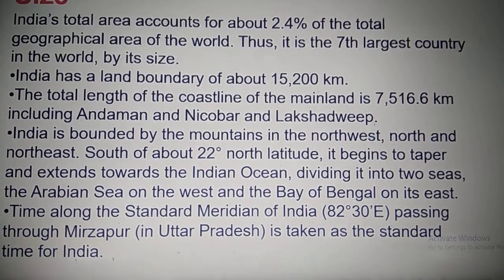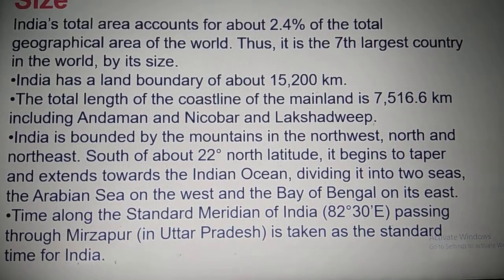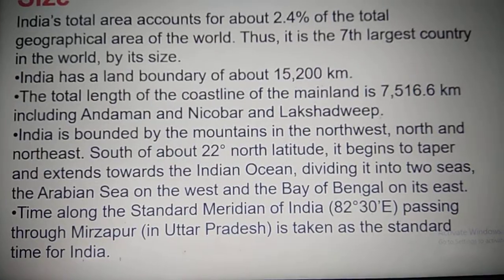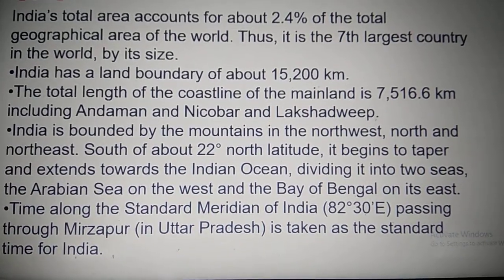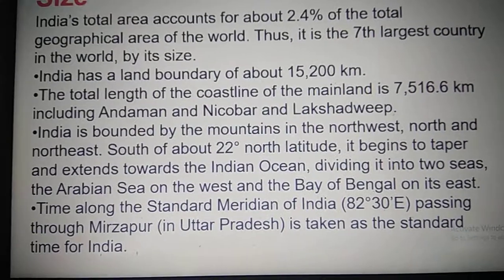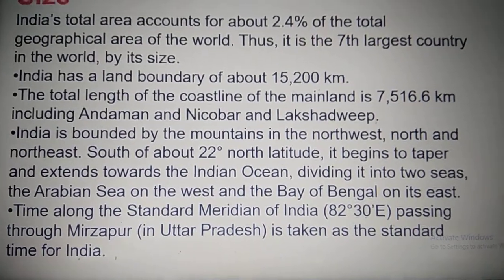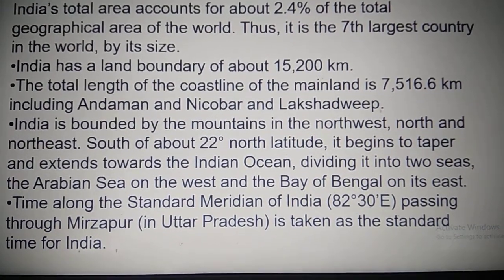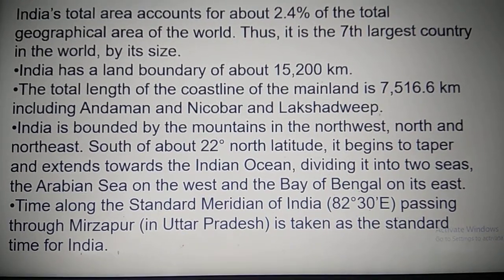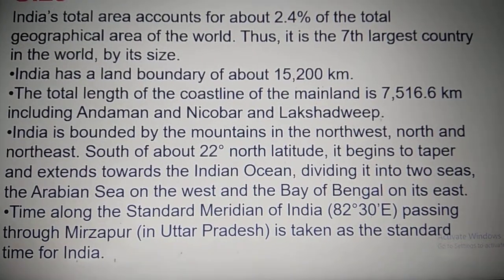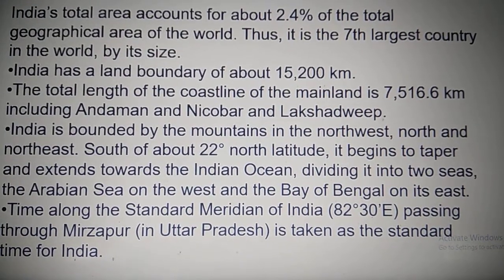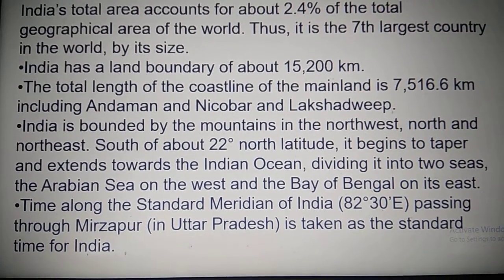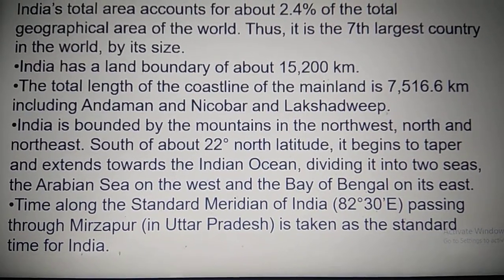Whatever is the time at 82.5 degrees east, we follow that same time for the whole country. Although we see the difference between east and west, between Arunachal Pradesh and Gujarat, of 2 hours, to avoid confusion the whole country follows a similar timing. Okay, one common time for the whole country. And which time do we follow? The time of the meridian 82.5 degree east. And where is it passing through? Through Mirzapur. And where is Mirzapur? It is in Uttar Pradesh.